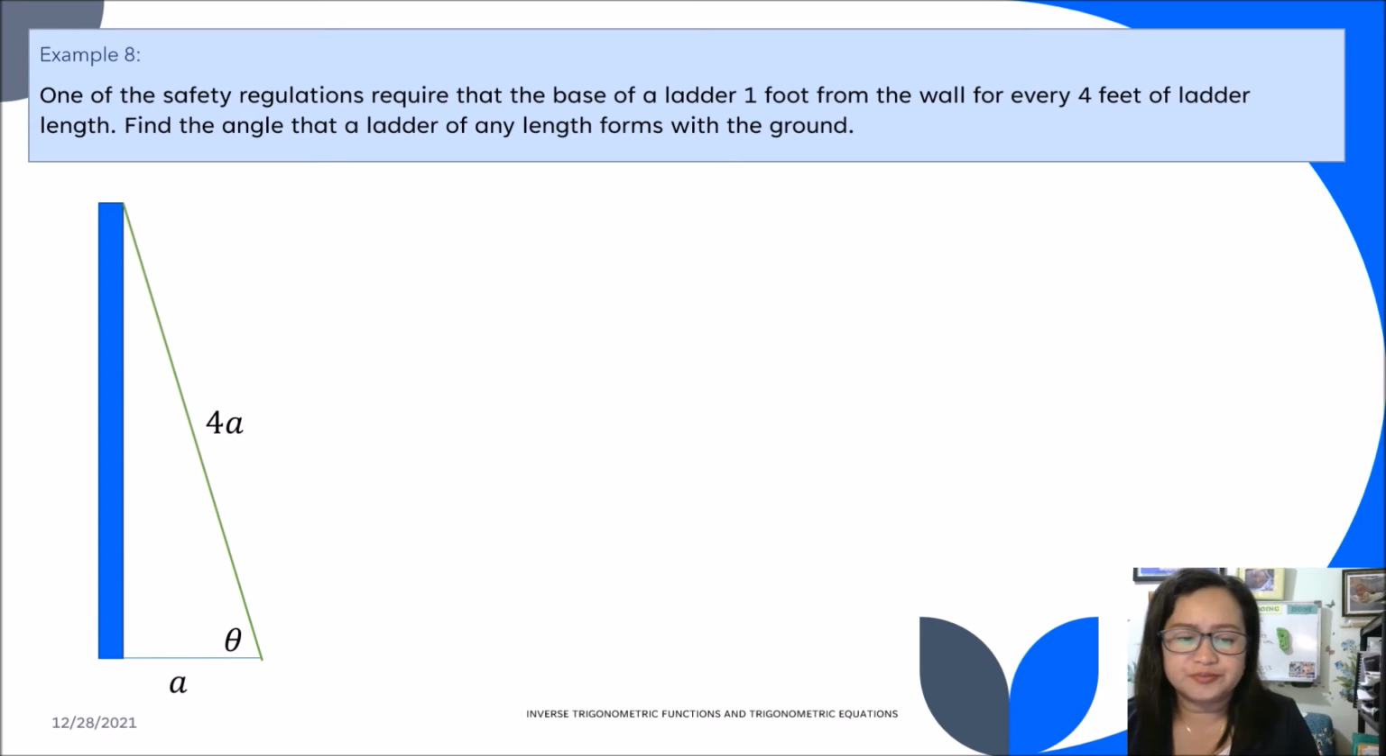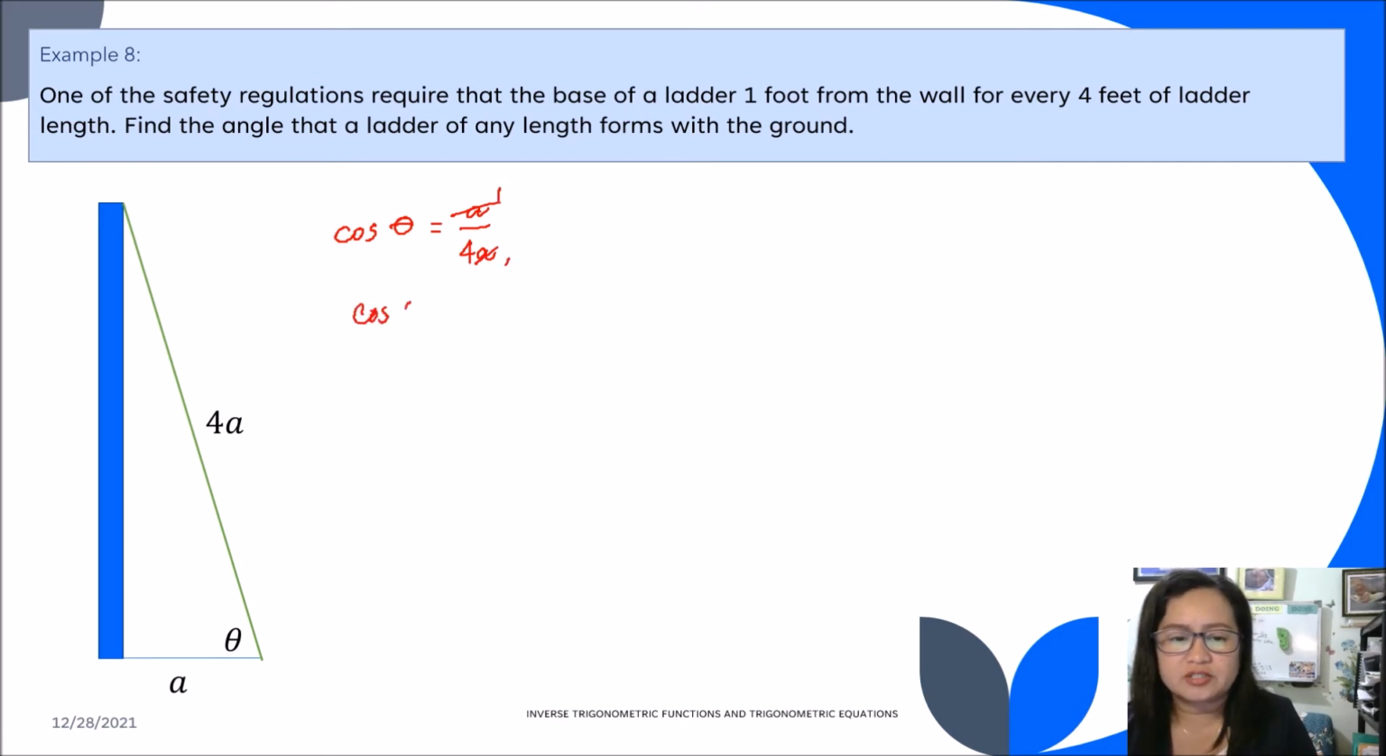In the triangle, we have the adjacent side and hypotenuse. The trigonometric function that involves the adjacent side and the hypotenuse is cosine. So we shall use cosine theta equal to adjacent, which is A, over the hypotenuse 4A. Simplifying, we can cancel A and A. So here we have 1.